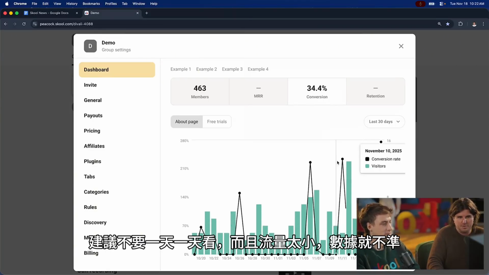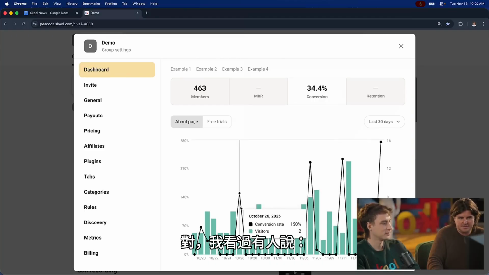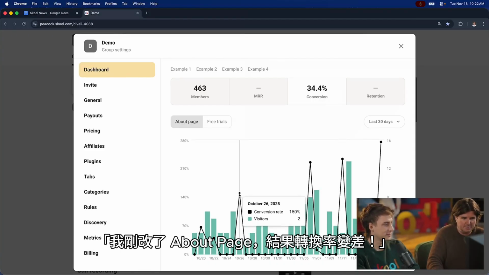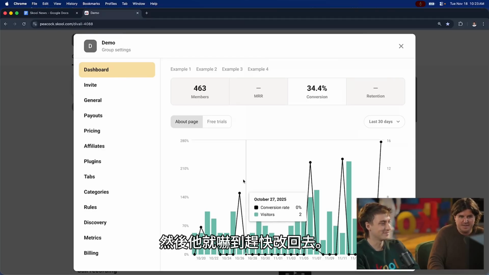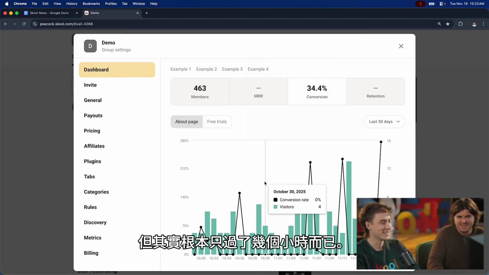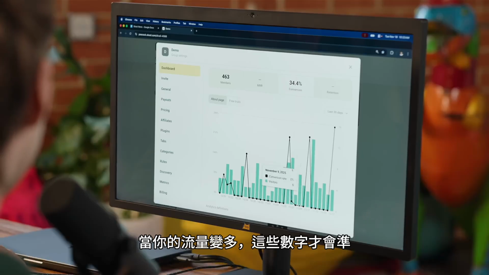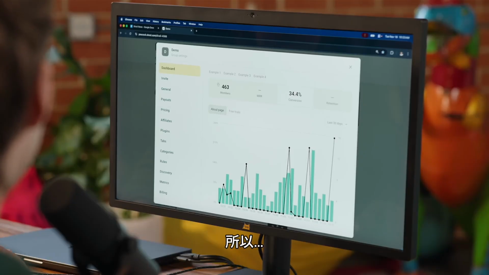Be careful if you're looking at days and you've got small amounts of traffic. Because I have seen some people say, oh, I changed this on my about page and then my conversion rate went down and then I panicked and changed it back. And it had been hours or something. You need like a month for most people. But these numbers will look more sane when you have more traffic.